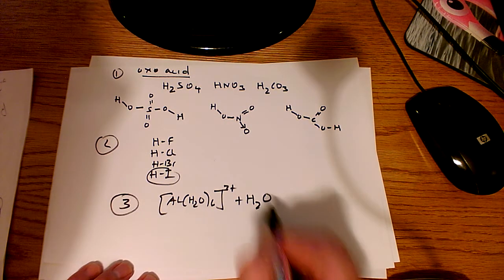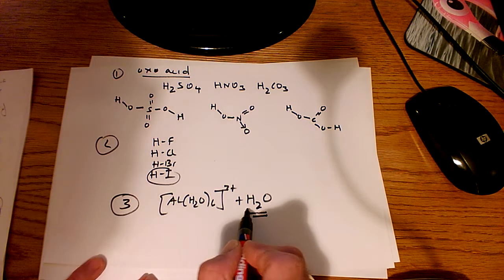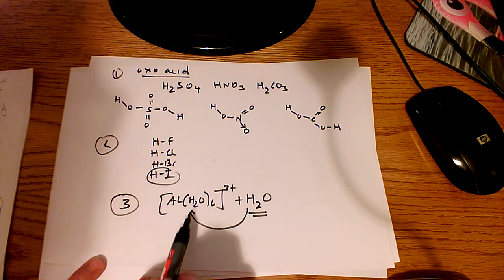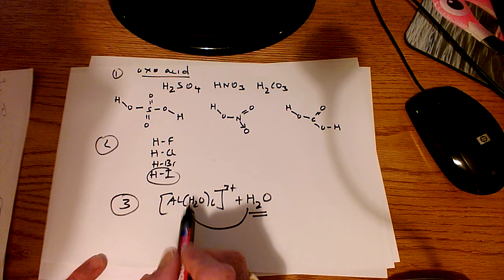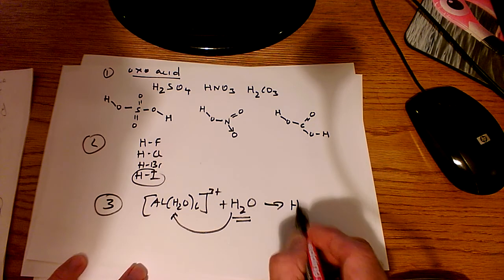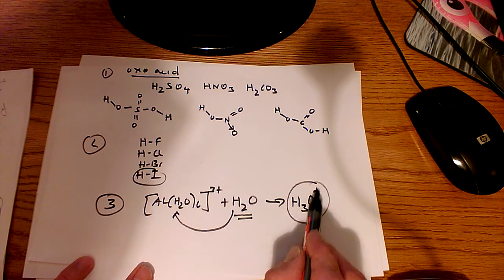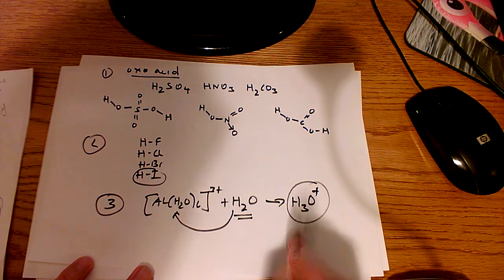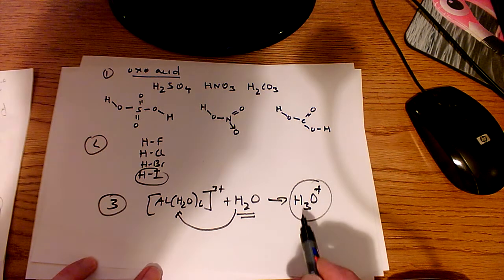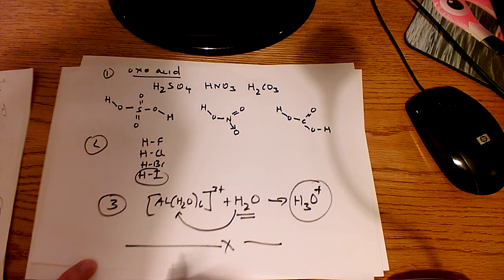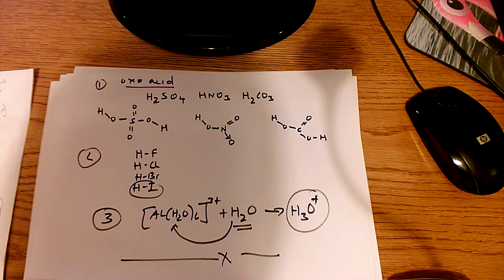And what happens is the solvent, the water solvent here, is able to take a proton off one of these water ligands, protonate itself and produce protonated water, which will then dissociate and make this solution acid. So there you go. Those are our three types of acid.